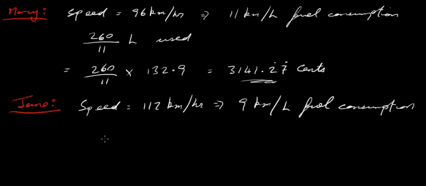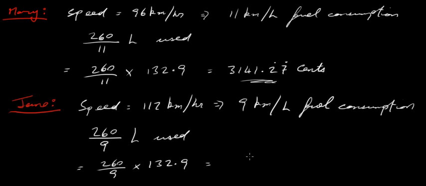Okay, so how many liters did she actually use then? Well, she traveled 260 kilometers. She could go 9 kilometers and use 1 liter, so we're going to divide by 9. So this is how many liters she used. So how much did that cost her then? Well, it's 260 over 9 liters multiplied by the cost of 1 liter, which is 132.9. So that comes to 3839.33 repeated cents.